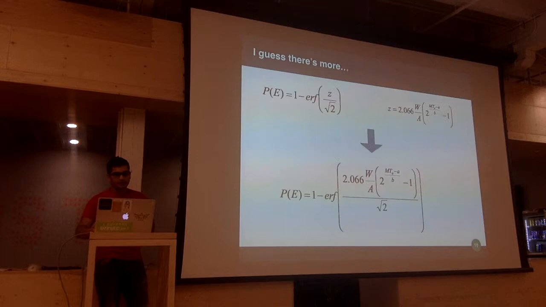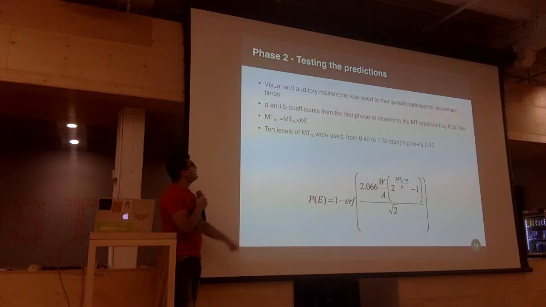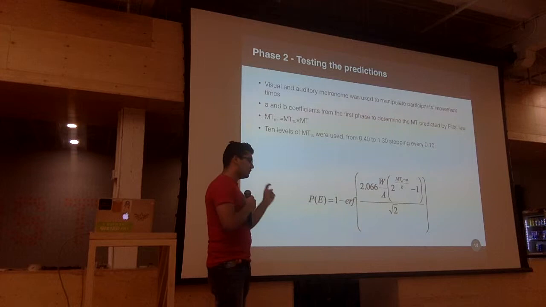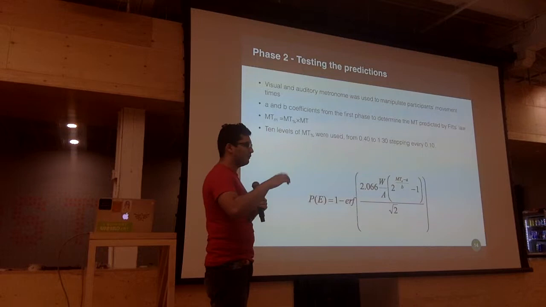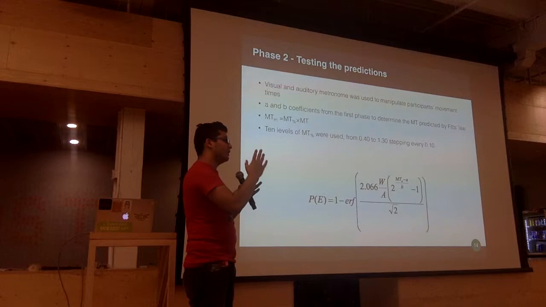Once they had the information they needed, they used a visual and auditory metronome to manipulate participants' time. So instead of the user just having all the time to move, they were given an audio signal that they had to move in time. And if they were not able to perform it in time, it was counted as an error. So when the user saw that it was time to click the left or the right target, they had a certain limited movement time. If they did not do it, then that was counted as an error.